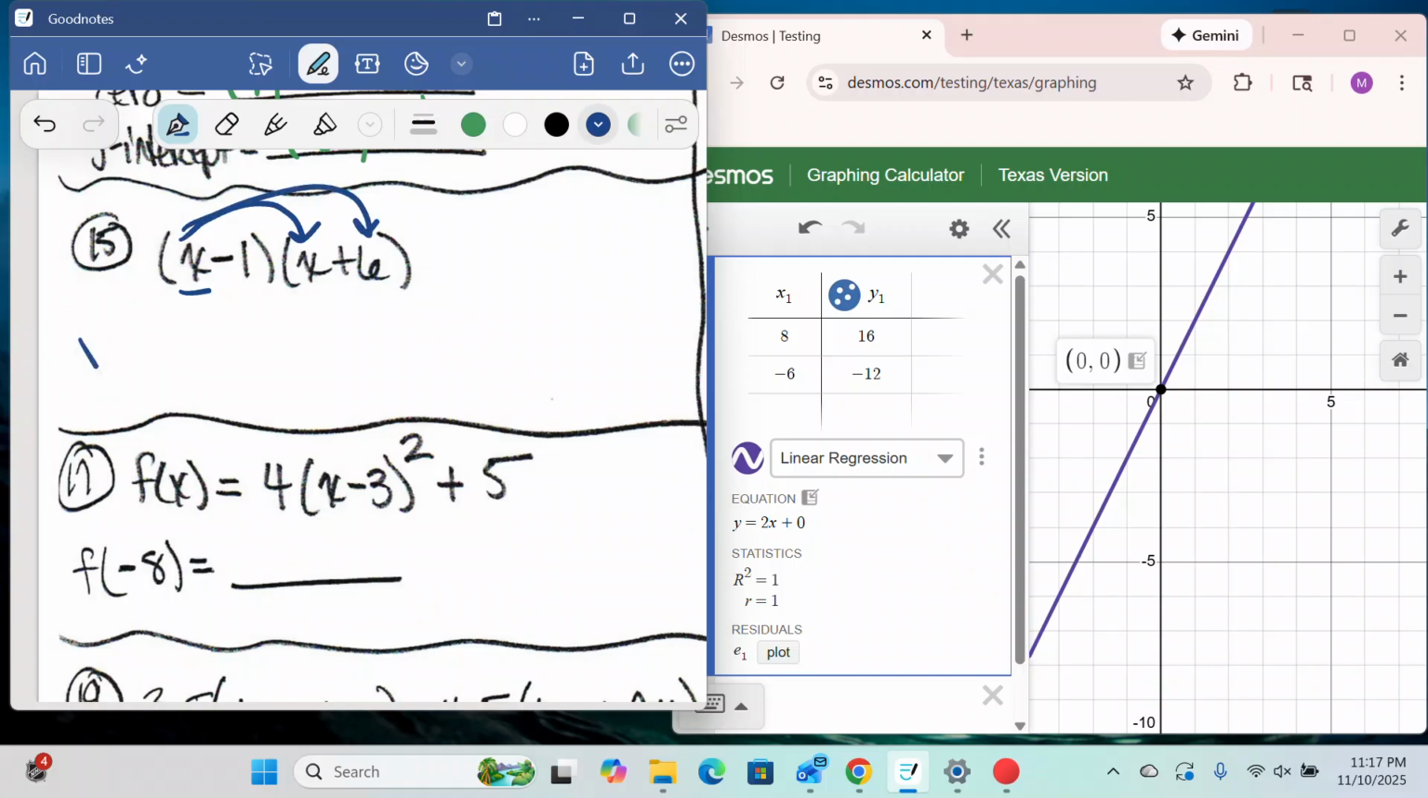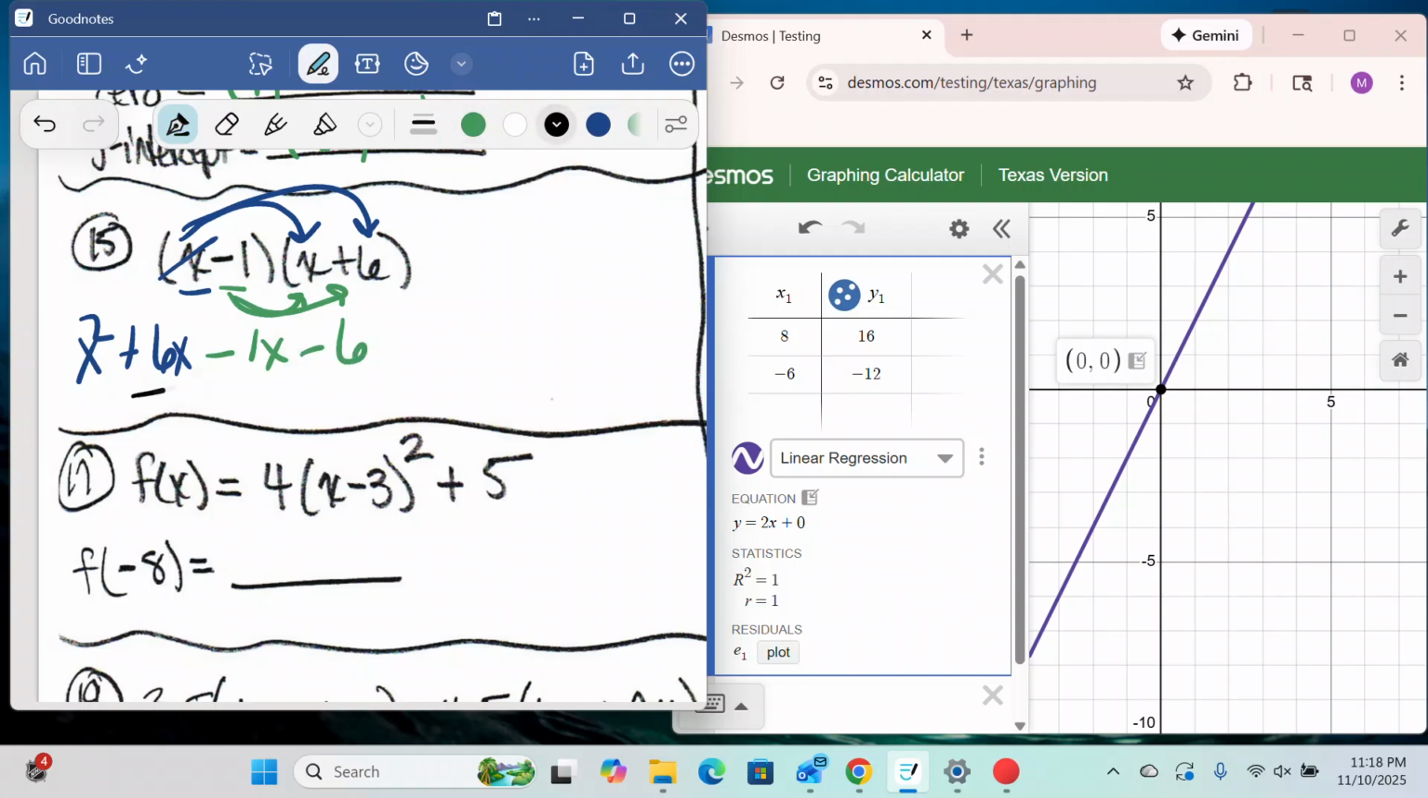So x times x is x squared. X times positive 6 is positive 6x. So I'm done with this one. I like to scratch it out. Then I'm going to go to green, and I'm going to go negative 1 times x is negative 1x, and negative 1 times 6 is negative 6.